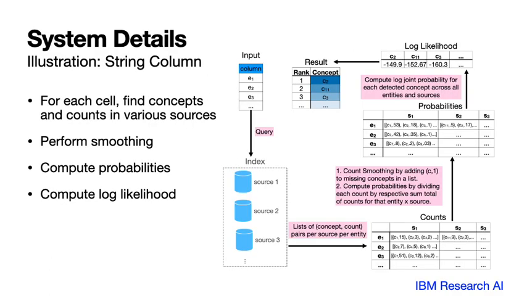In a slightly more realistic scenario, still illustrated though, we highlight that for a given column, using different sources of data, we find different counts for each entity concept pair, and for each such concept that is found for that column, we compute a maximum log likelihood estimation, where we also use smoothing to make sure that we don't miss out on certain concepts if they were absent just like once or twice.